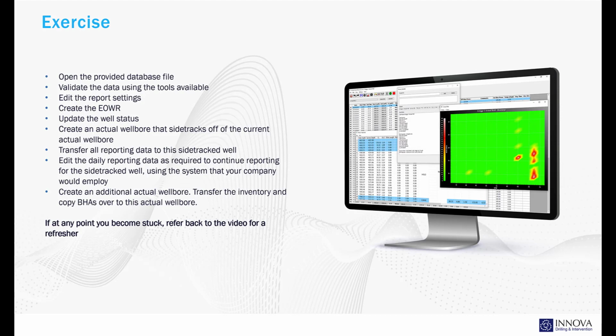Then once you've done that, create another actual well and transfer the inventory and copy some BHAs over to this actual well bore. So the last two parts of that exercise are effectively simulating sidetracking for your existing well, and then once that's complete, going ahead and skidding the rig to another slot on the pad and retaining a lot of information in the process. If at any point you become stuck carrying out these exercise steps, refer back to the video for a refresher on how to go about doing that. That concludes the third and final part of the daily reporting training for Well Seeker.